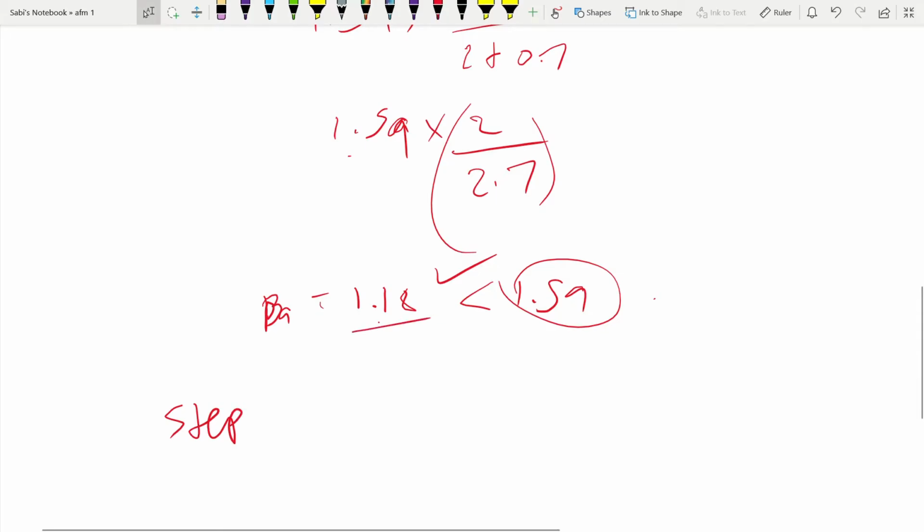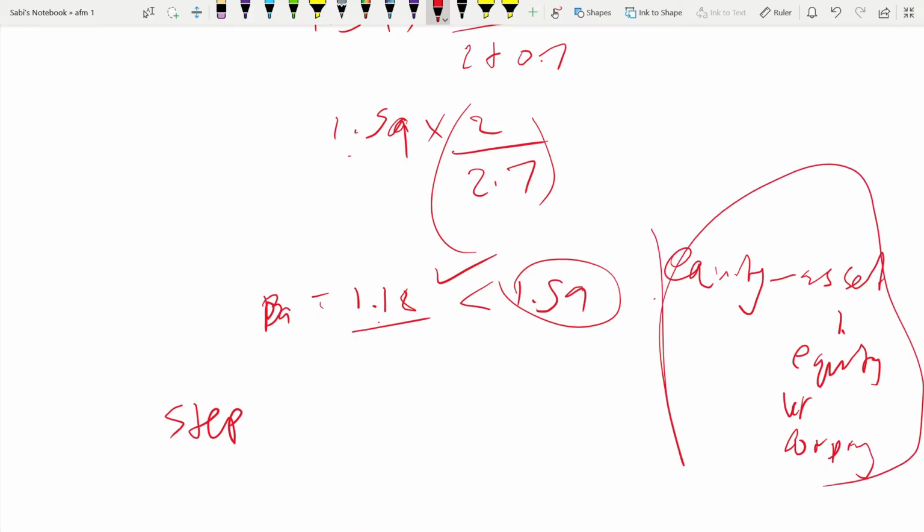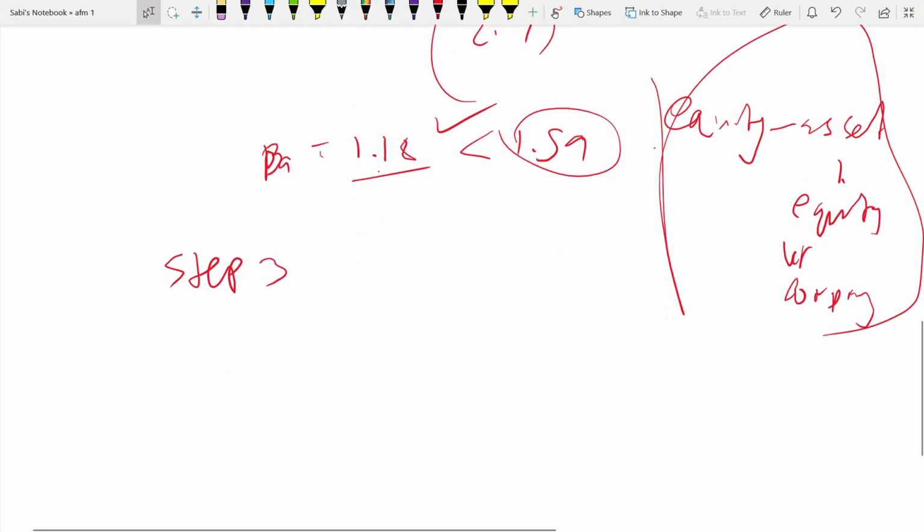1.18. Now convert this asset beta again to equity beta. Are you understanding what you're doing? First you take the equity beta and convert it into asset beta using the similar company's ratio. Again you are converting this into equity, but this time you are using your company's debt equity ratio. This is the whole scenario: first equity, then asset, then again to equity. So step 3 is this. Same formula, but this time asset beta is given, 1.18 equal to equity beta, and you need to find out E.